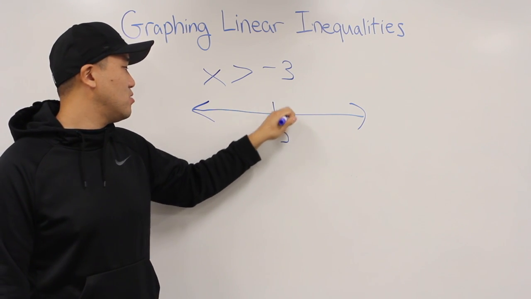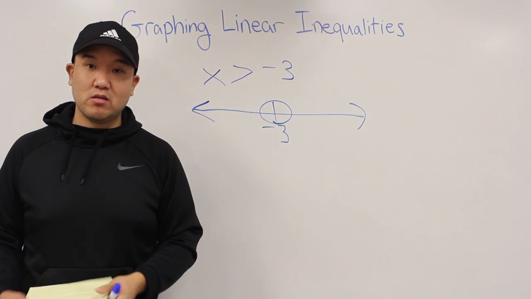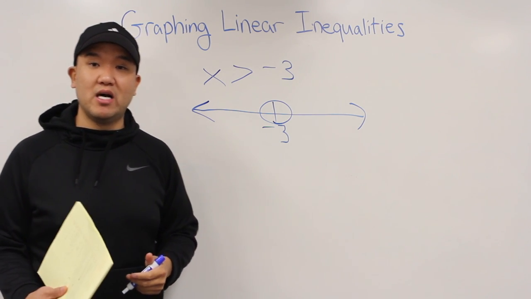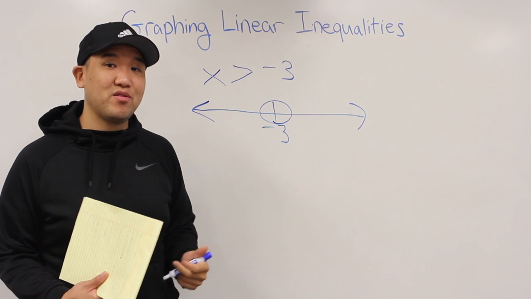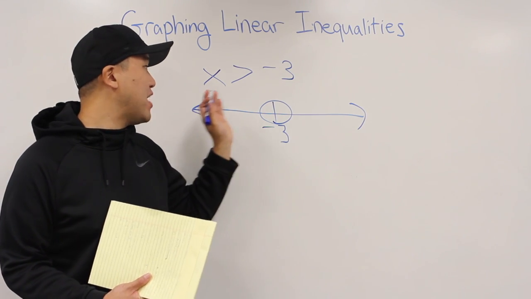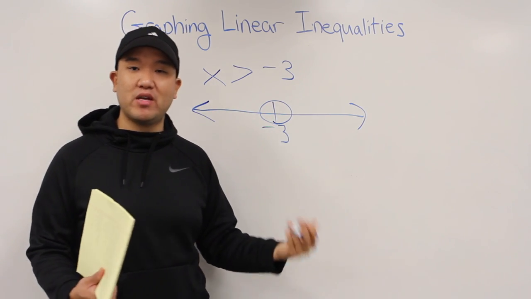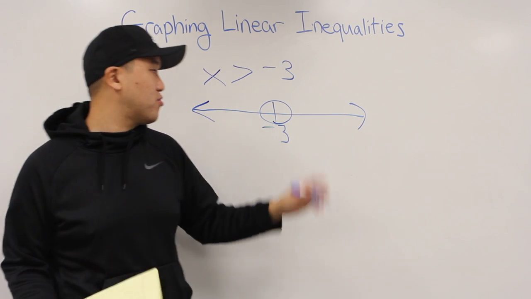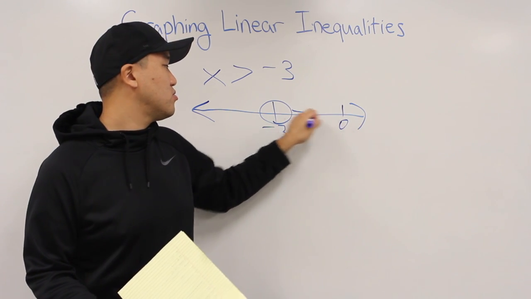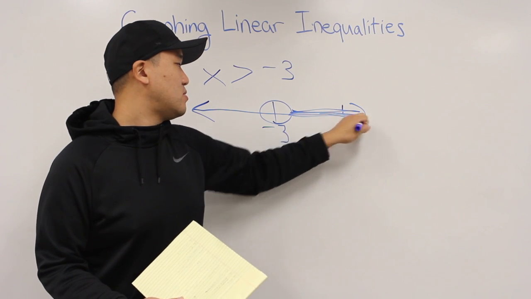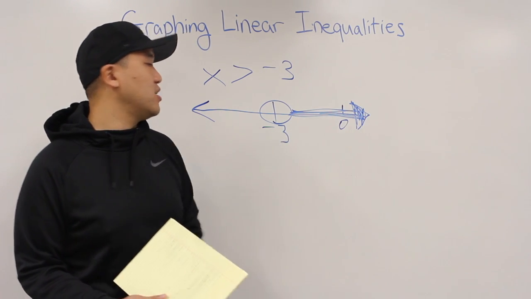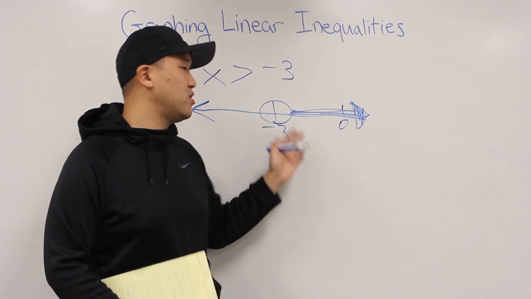Where is that? Well, here's open dot. That's the first important thing. Open dot and closed dot. It's an open dot. It's not including -3. And then we're going to go greater than that. So what's a number greater than -3? 0. 0 is greater than -3. Where is 0? 0 is here. So we're going to shade this way. So anything greater than -3 is a solution. So anything from -3 to infinity is a solution.